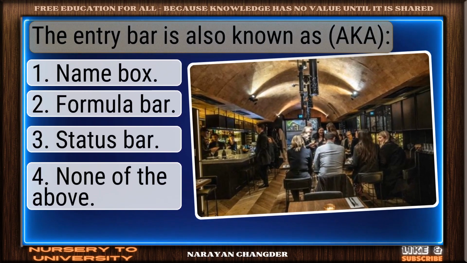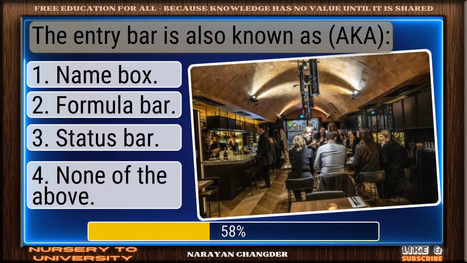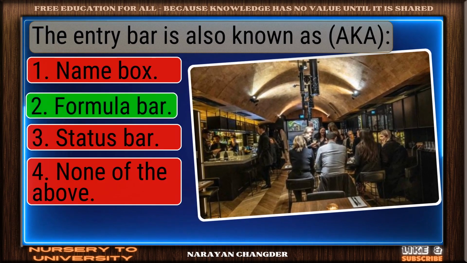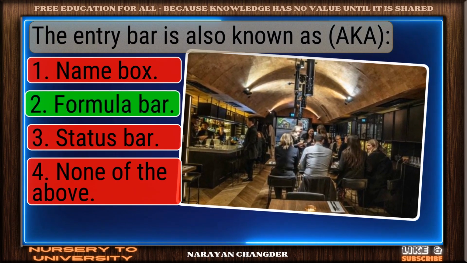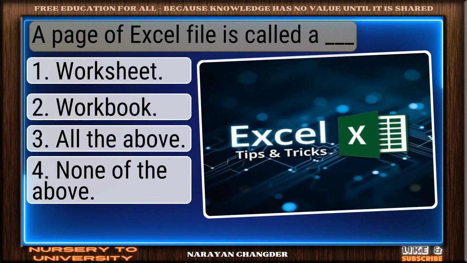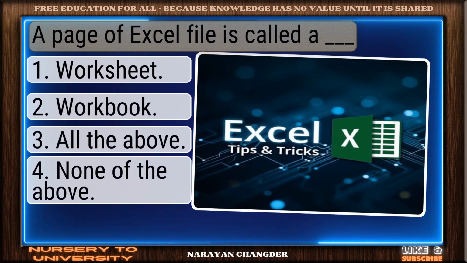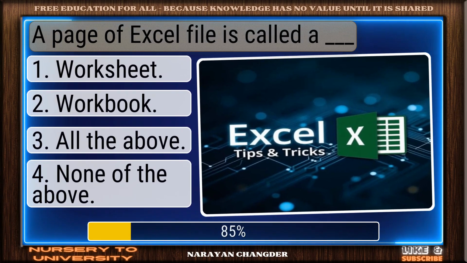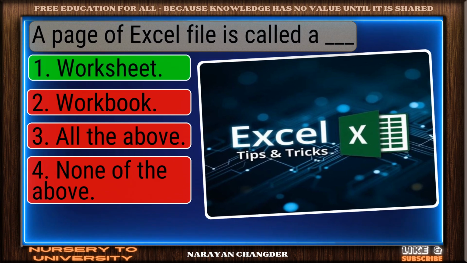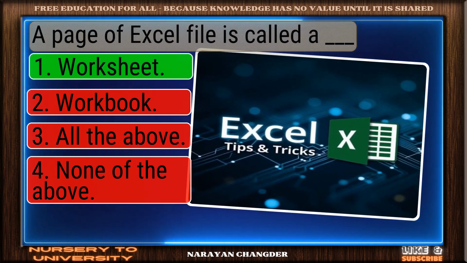The entry bar is also known as on track. Formula bar is the correct answer. A page of Excel file is called a dash. Right again. Worksheet is a valid answer.